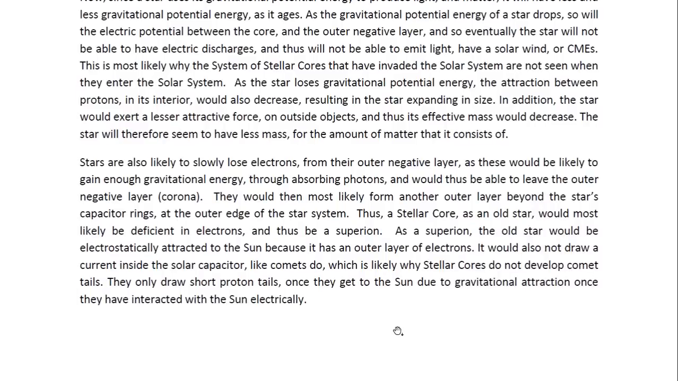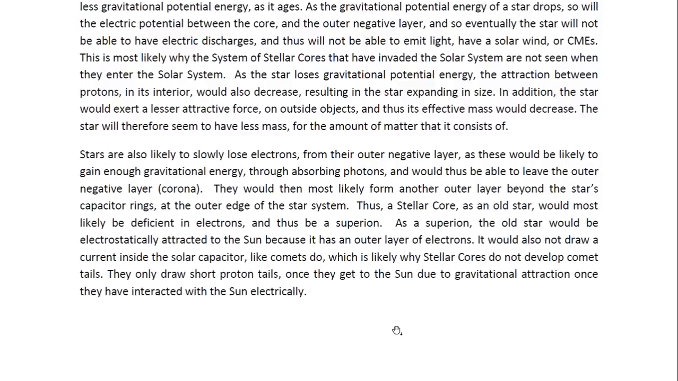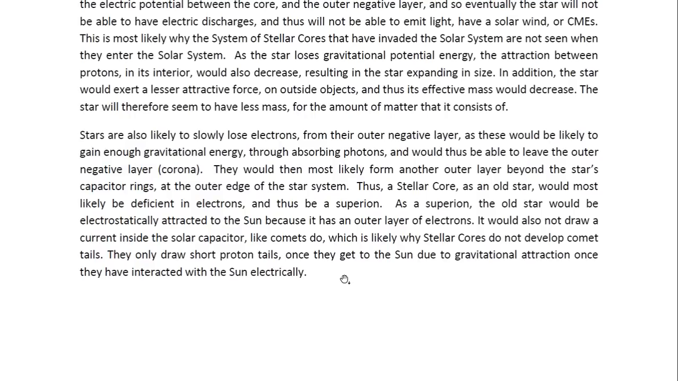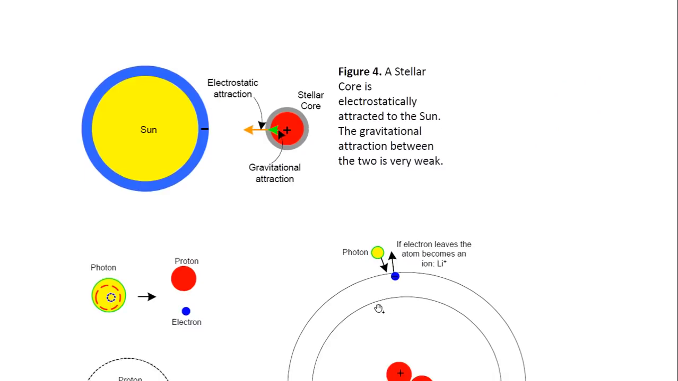It would also not draw a current inside the solar capacitor like comets do, which is likely why stellar cores do not seem to develop comet tails. They only draw short proton tails once they get to the Sun, and this is due to the gravitational attraction that the Sun exerts on matter within the Sun. And this only occurs once they have interacted with the Sun electrically.